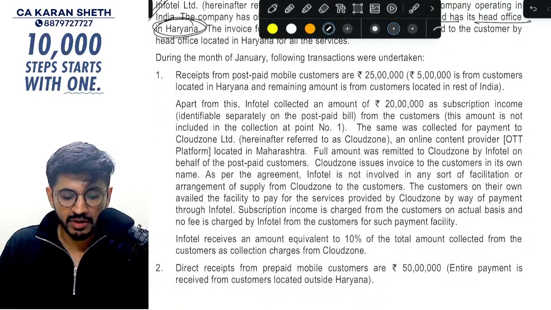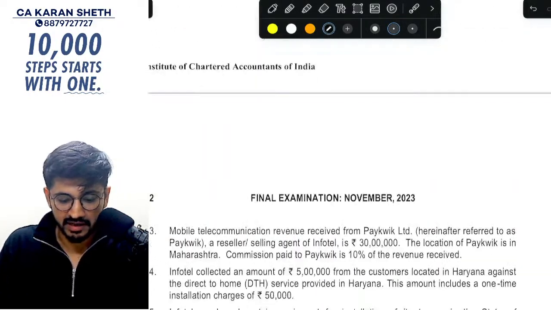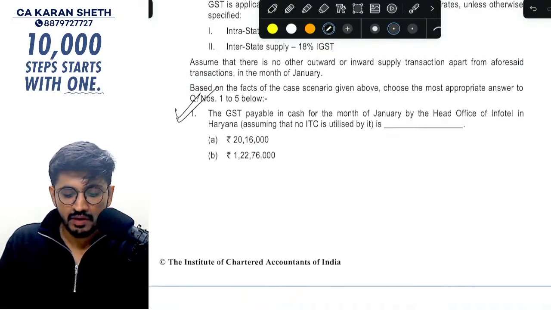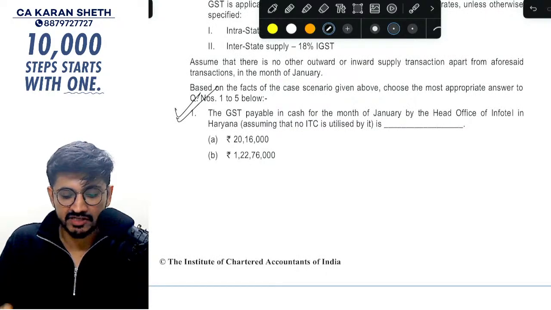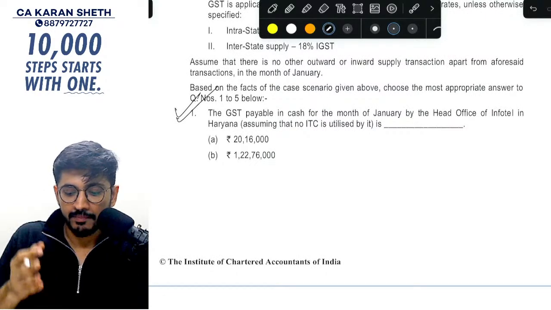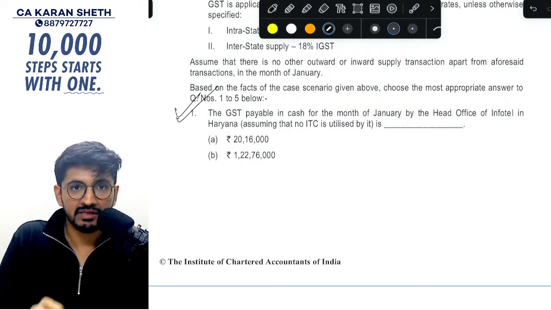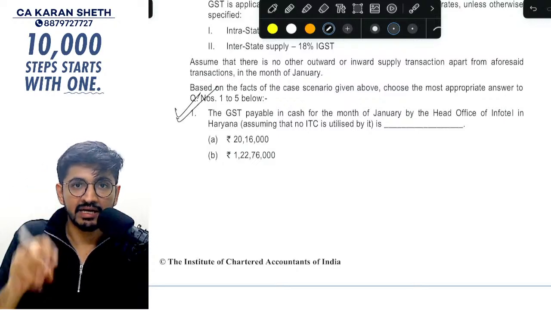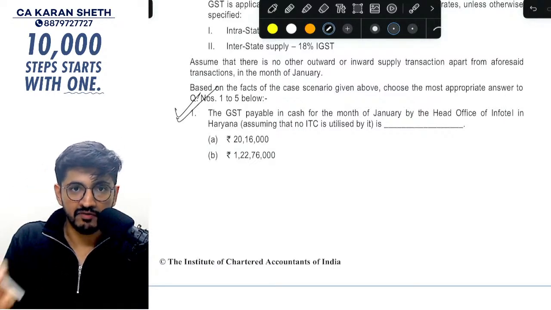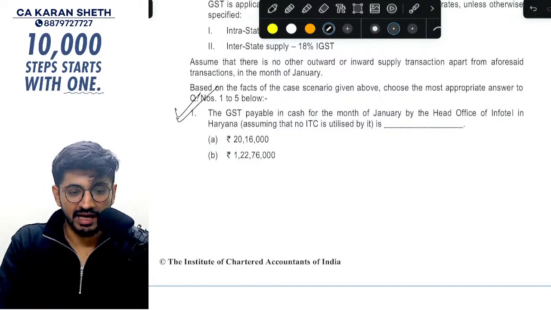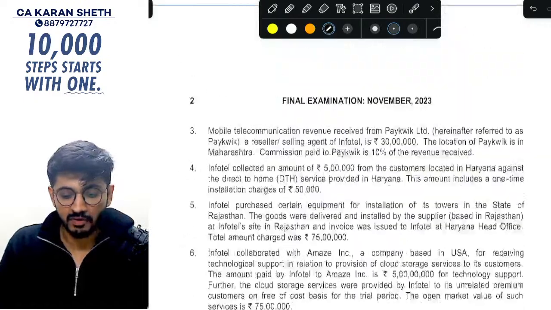During the month of January, the following transactions were undertaken. The first thing you are supposed to calculate is the GST payable in cash for the month of January by the head office of Infotel in Haryana. So for the Haryana office of Infotel, we need to understand the amount of GST payable in cash. So let's directly hit it, my dear friends, and quickly calculate what it is.